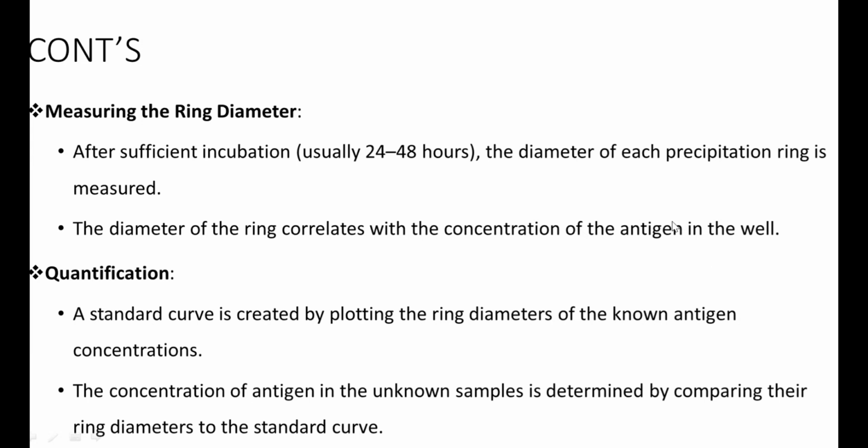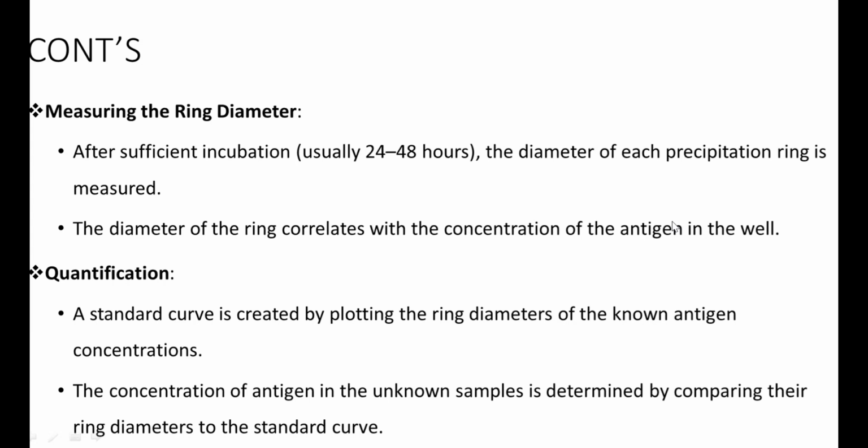When you see a large ring, that means that in the well there is a large amount of the antigen. When we see a small precipitate ring, that means that in the well there is a little amount of the antigen. Then the last step is to quantify.